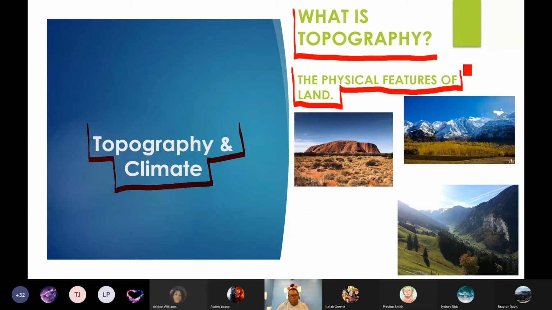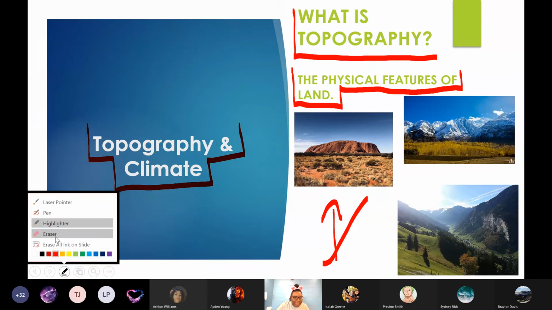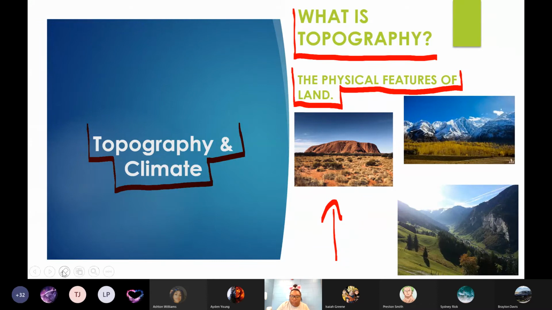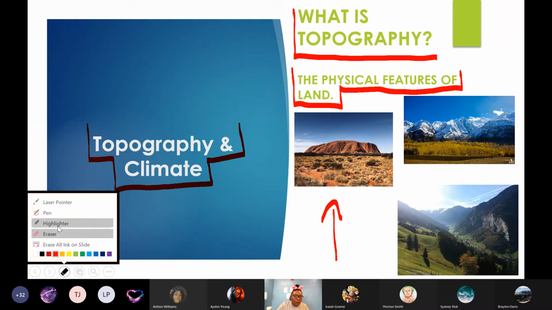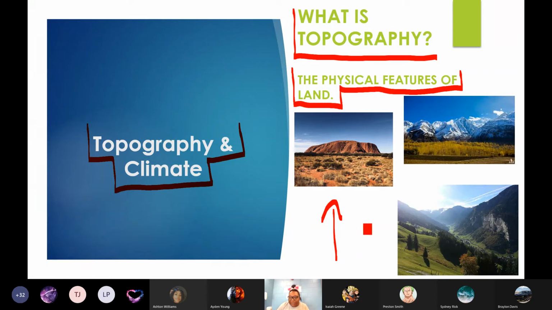You don't need to draw these pictures. I promise you'll be drawing enough of them in a minute. We see here, these are three different types of landforms. Three different types of landforms. And so what we see here, this is a plateau. These are mountains. And this is a valley, flat land between two mountains.